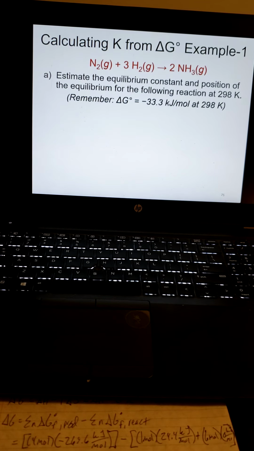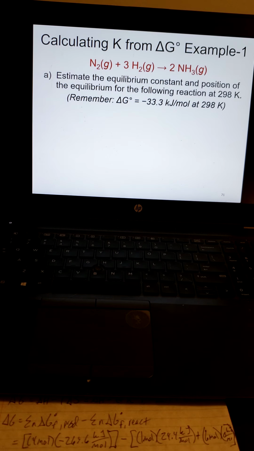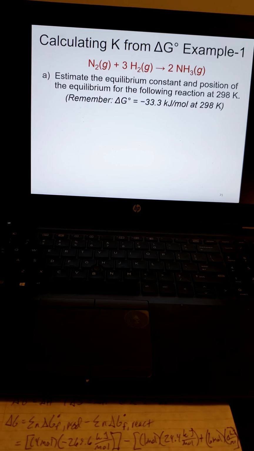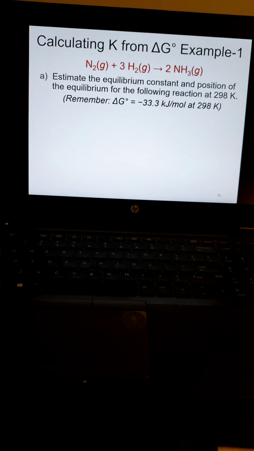All right, so estimate the equilibrium constant and the position of the equilibrium for the following reaction at 298 K. Right off the bat, you should be able to answer just from knowing the delta G naught. You should be able to tell me what the position of the equilibrium is going to be. What's going to be favored? You should be able to answer that without doing any math. It's a negative delta G, which means it's spontaneous in the forward direction. So the position of the equilibrium should favor the products because it's a negative delta G.